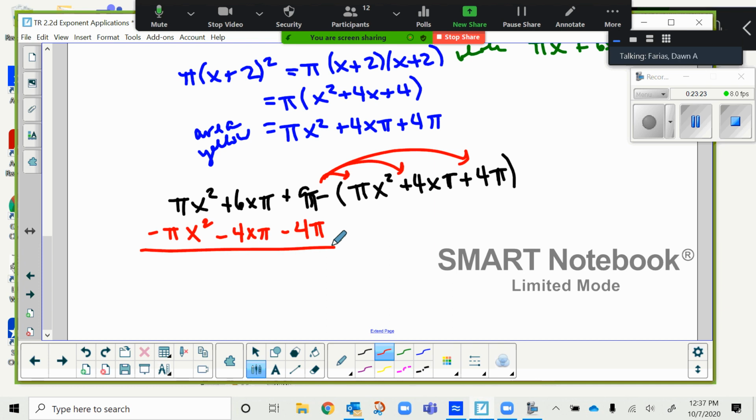So those first two terms cancel out. And then 6x pi minus 4x pi. Remember when we talked about how you just do the math on the coefficients only? So it's 6 minus 4, which is 2, and then you just bring that x pi down. And then 9 pi minus 4 pi is 5 pi meters squared.